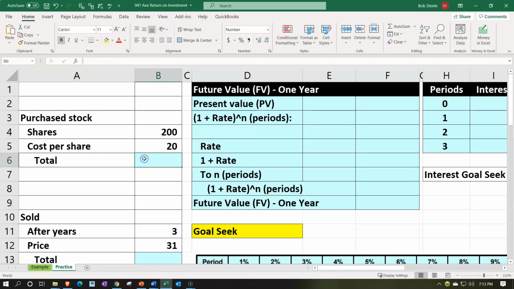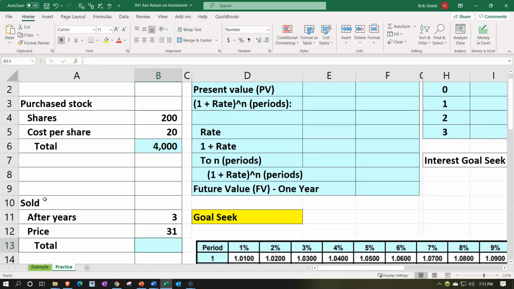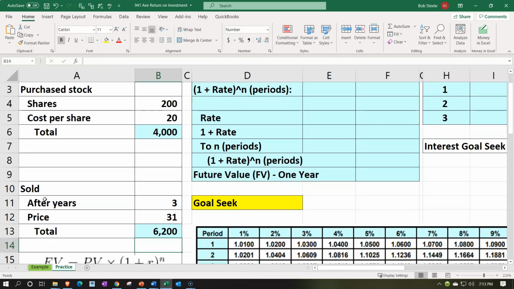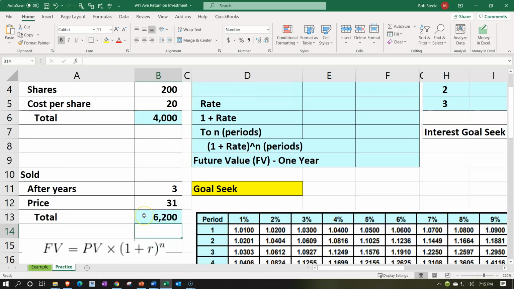Let's first multiply this out to see what the purchase price is. I'm going to say this is going to be the 200 times the 20. That's going to be 4,000. And then we sold it down here. We sold it for the 200 shares times the price of the 31. And that's going to be the 6,200. So we can plug that into our formula if we have the present value. So we're looking at the future value formula and then solving for R. So we have the present value, which would be the 4,000, and then the future value, which is the 6,200.